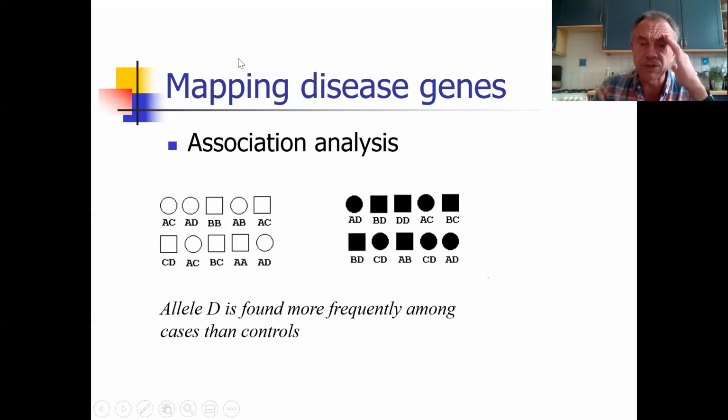So supposing we've got a bunch of people with a disease and we genotype them for a marker. A marker is something which varies. There's allelic variation at particular sites on the genome, and we know where that marker is.